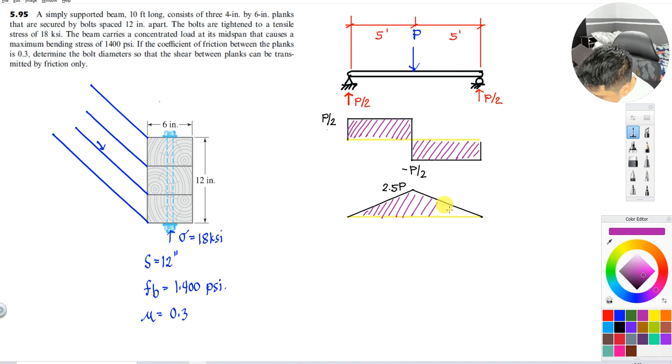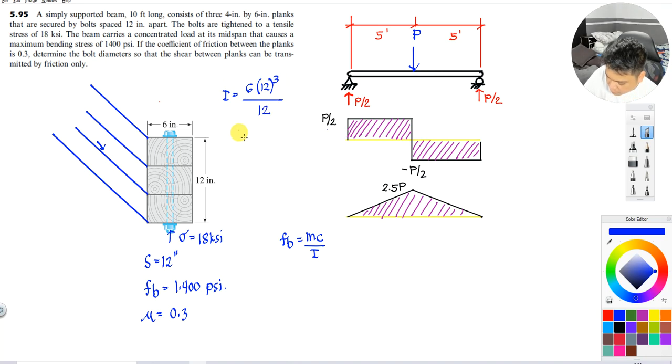Okay, ang binigay kasi sa atin ay only the FB or the allowable flexural or the maximum flexural stress. So with that, ang gagamitin natin is the moment. From the formula, we can have FB equals to MC all over I. Kunin ko muna si I. So I is B H cube all over 12. So 6 times 12 cube all over 12. So that is 864 inches to the fourth.